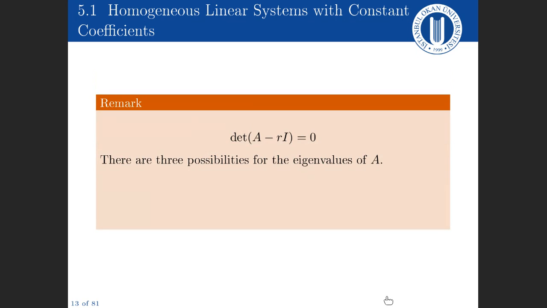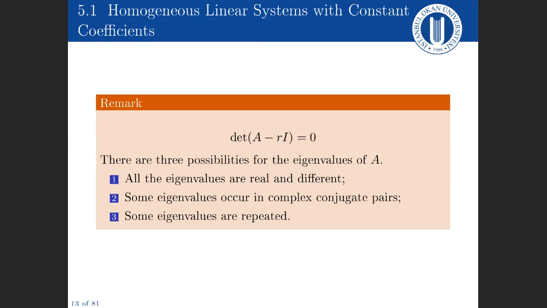Now, so far, all of our eigenvalues have been real numbers and they've all been different. In fact, there's 3 possibilities for the eigenvalues of A. Case 1, we might have that all of these eigenvalues are real and different. This is the case we've been looking at so far in these examples, the easiest case. Case 2, maybe some eigenvalues occur in complex conjugate pairs. We'll look at that later today. And it's also possible that some of the eigenvalues are repeated.